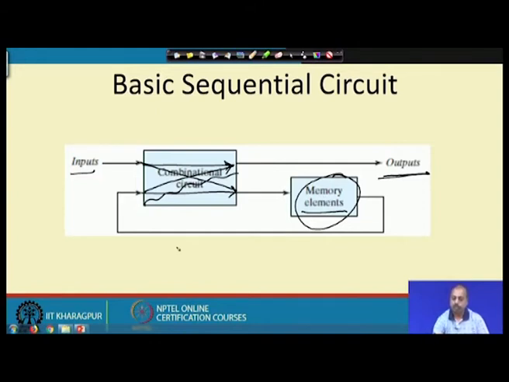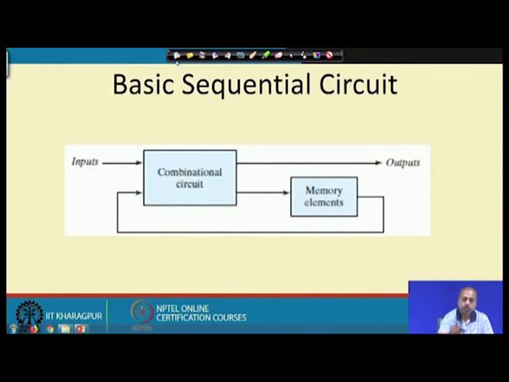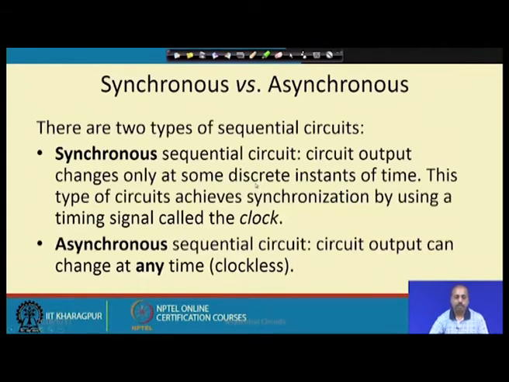These memory elements are also known as the state values. The state values of the system are remembered, and then when the next input comes, the state values are also taken into account to determine the output. That way we can think about sequential circuits as consisting of the basic combinational part and a set of memory elements.